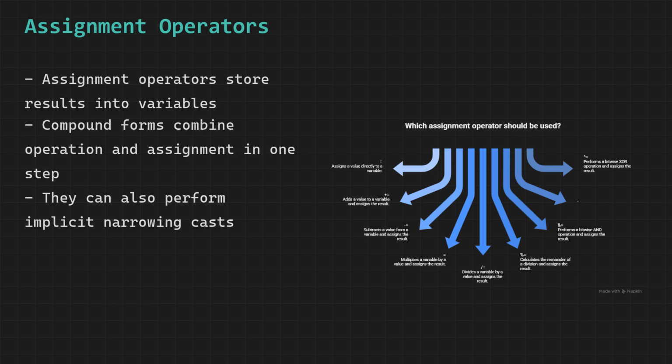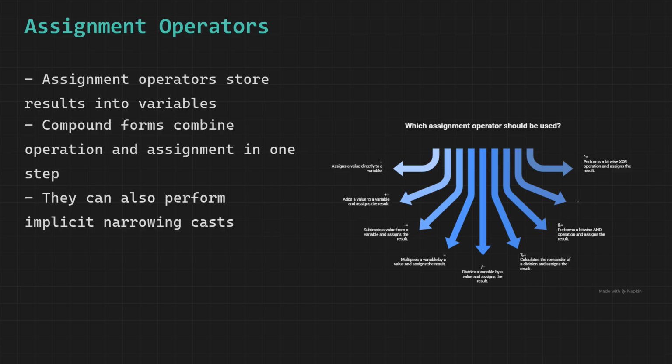Assignment operators store values into variables. The basic equals sign is straightforward. int x = 10 stores 10 in x. But Java provides compound assignment operators that combine an arithmetic or bitwise operation with assignment in a single step, making code cleaner and slightly more efficient.